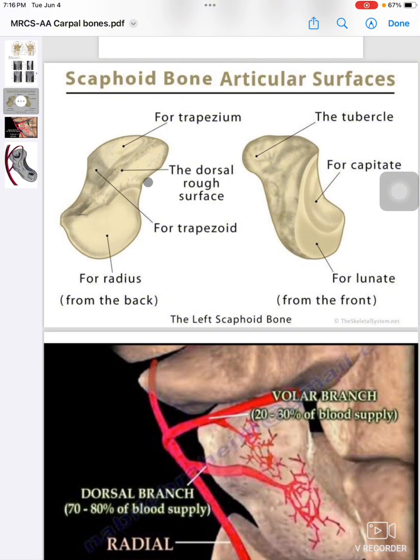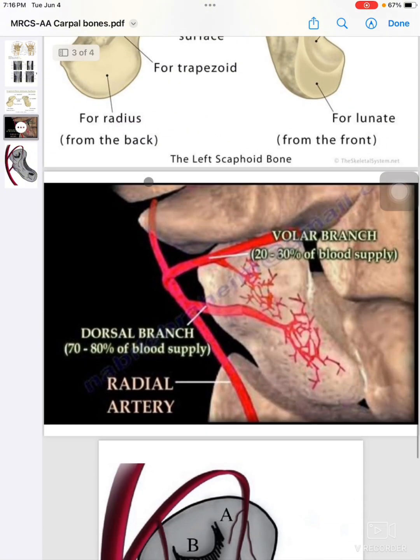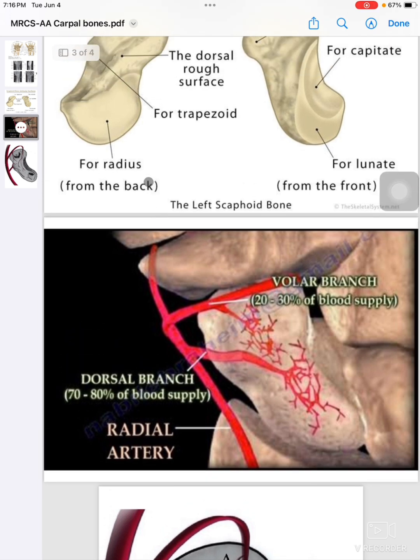Now I'm going to discuss an important topic, that is the blood supply of the scaphoid bone. This is from the scaphoid tubercle vessels. The scaphoid tubercle vessels comprise 20%, and the dorsal wrist vessel supplies 80%. Here's the volar branch, which supplies 20 to 30% of the blood supply, and the dorsal branch supplies 80% of the blood supply.